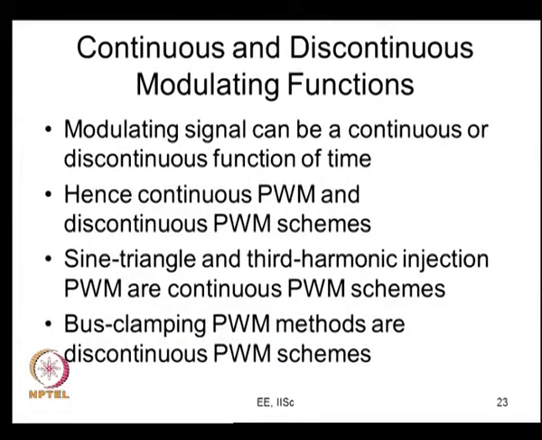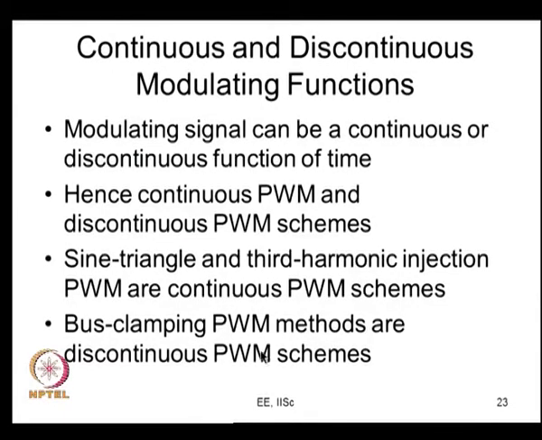So, we have seen continuous modulating signals. Similarly, you can have discontinuous modulating signals. There could be discontinuous functions of time, and we call them continuous and discontinuous PWM schemes. What are examples for continuous PWM? Sine triangle, third harmonic injection, conventional space vector PWM. These are all examples of continuous PWM. What are examples for discontinuous PWM? The different kinds of bus clamping PWM methods, which we will anyway quickly look at again now.